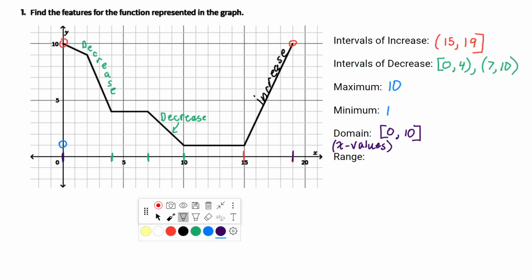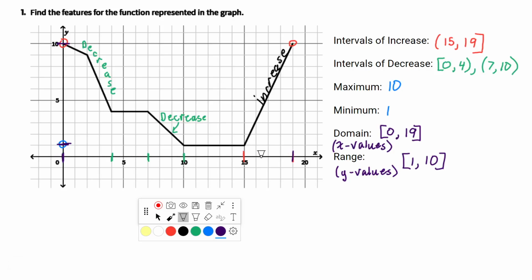The range is the set of y values. So this time we actually want to look at what are the values of y that we use in the graph. All you need to do is take the values we used for maximum and minimum, and you'll have your range. When you write the range, you always start with the lower value, the 1, and then you write the upper value. And I just realized I wrote the wrong value for domain here. So it's 1 to 10 for range, but 0 to 19 for the domain.